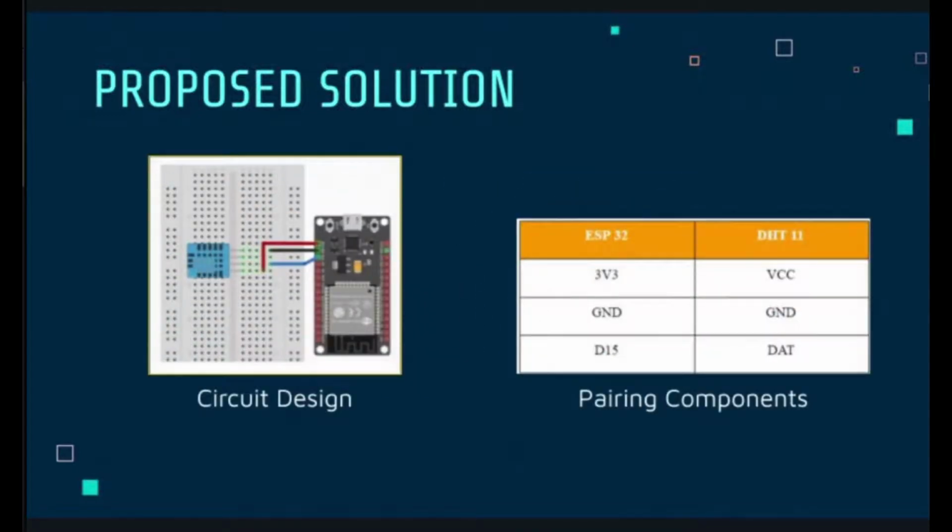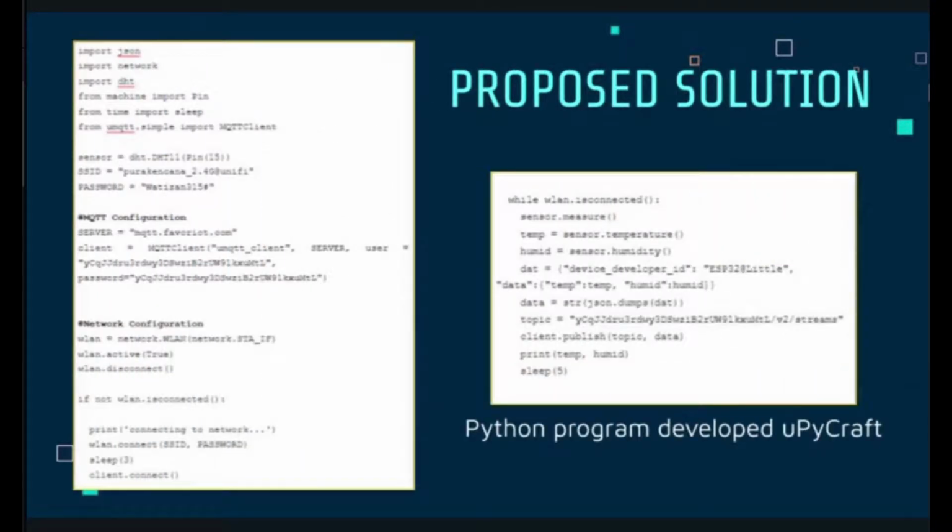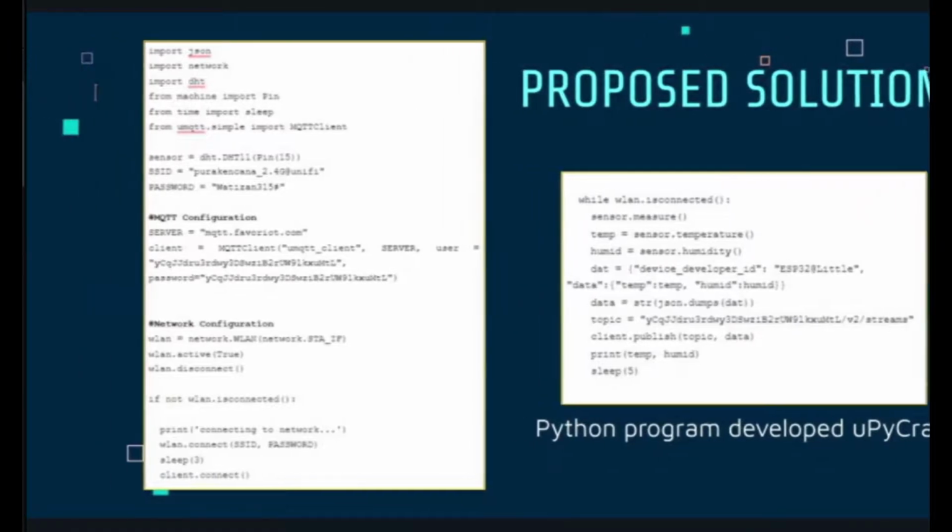The circuit design of project 2 is shown in the slide, and the components will be paired as in the table. This is the Python program that is developed using UPyCraft IDE. MQTT and network configuration are required to complete project 2 for connecting the device to the server.